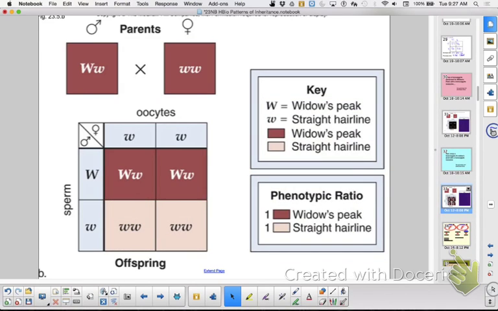Okay, check with your bio buddy. Did they get it right? Did they struggle? Did they need any assistance?